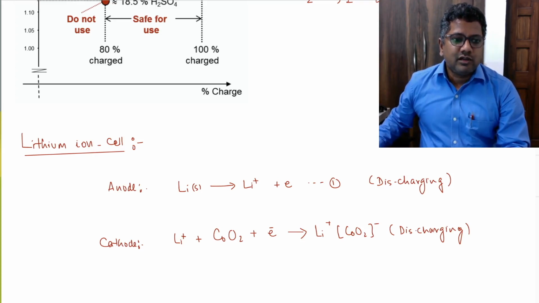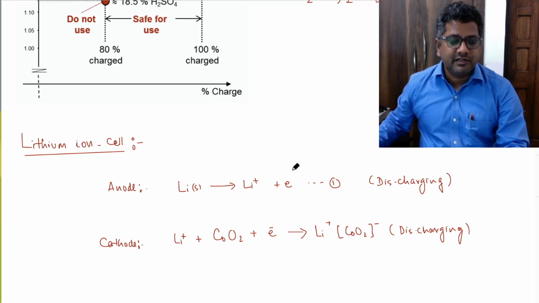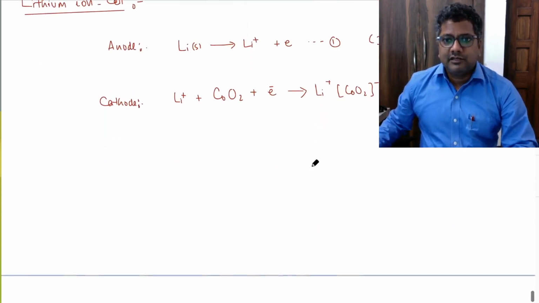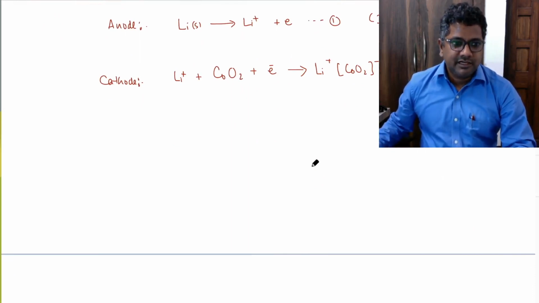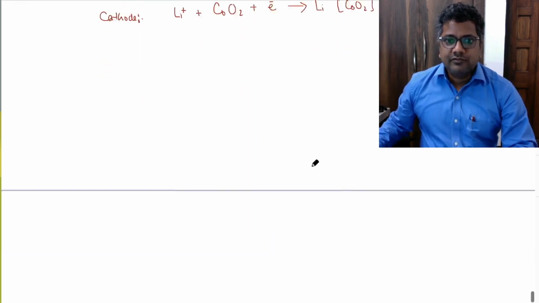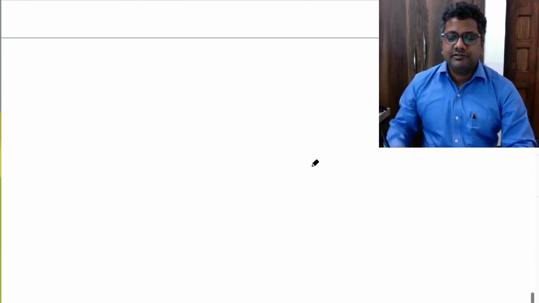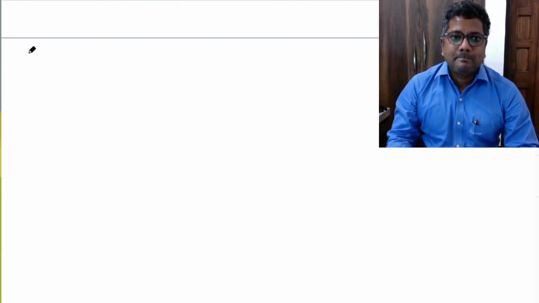So one more cell is left, that is called the fuel cell. Fuel cells are also very important, because of the great advantage of using these fuel cells in space aircraft, right? So fuel cells are very important. See, fuel cell.